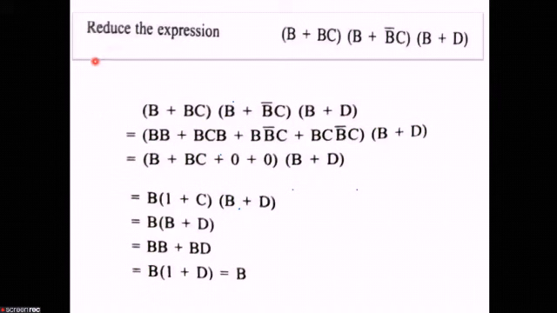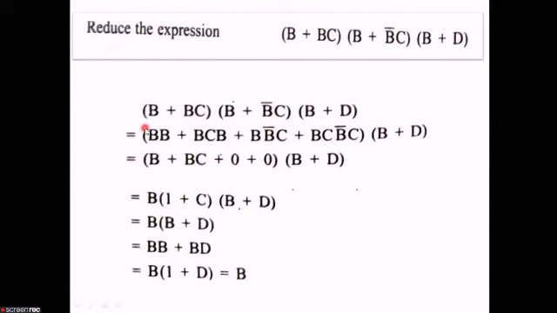Now there is another example. We have to reduce the expression: B plus BC, into B plus B bar C, again into B plus D, in brackets. Now we have to reduce the expression. Now we will see how we are reducing it. This is the expression that is given.